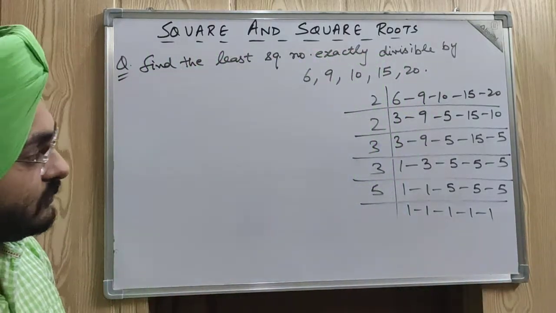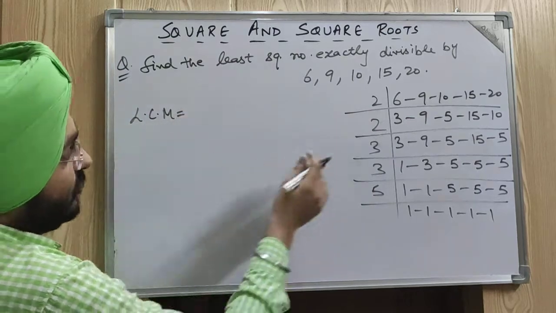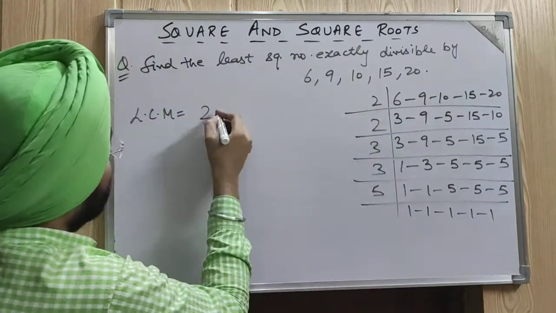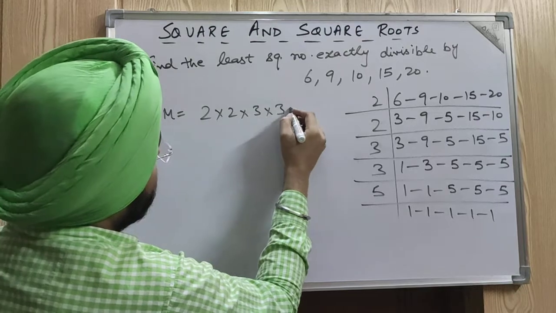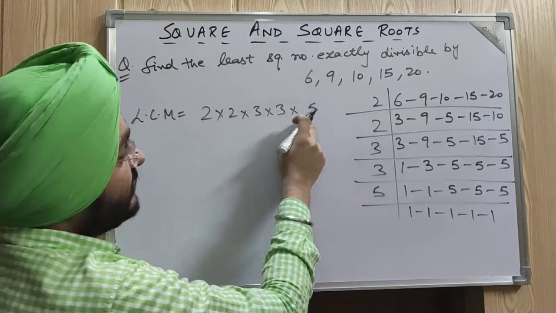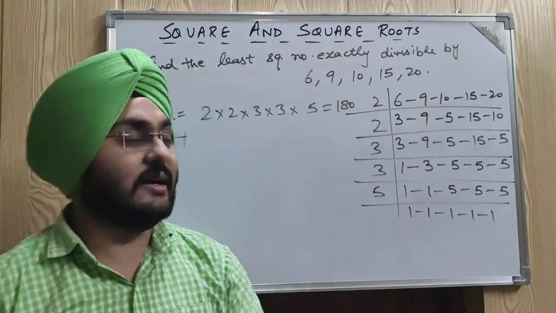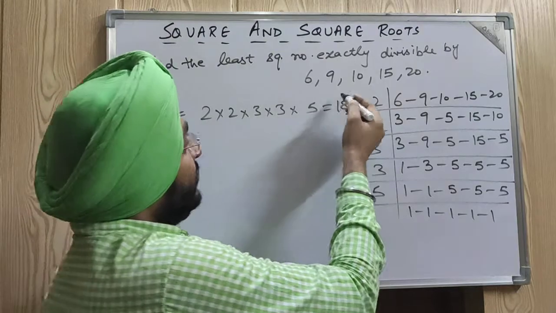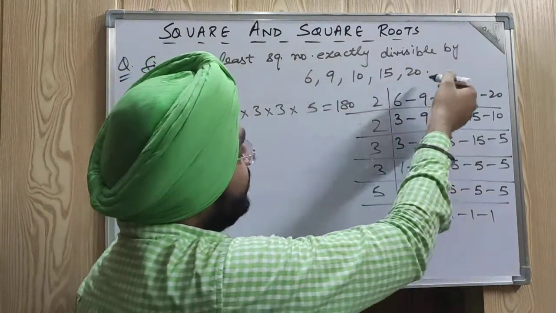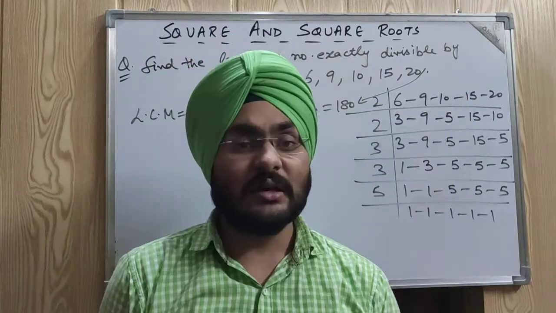So now the LCM of these will be what? That will be equal to 2 into 2 into 3 into 3 into 5. So 2 into 2 will be 4, 4 into 3 will be 12, 12 into 3 is 36 and 36 into 5 will be 180 here. So I can say here 180 is the number; 6, 9, 10, 15 all will go into this 180. All are divisible by this 180 only.